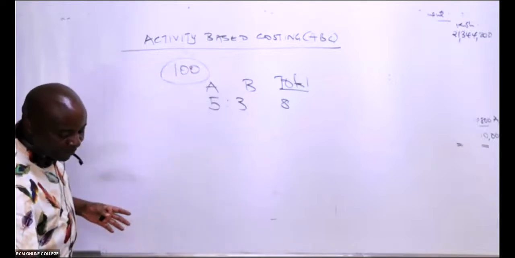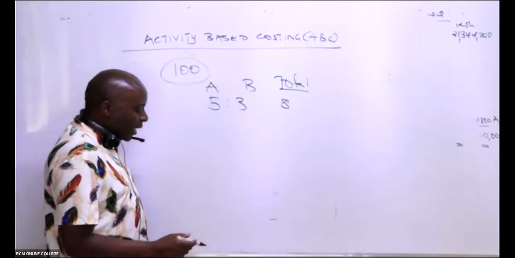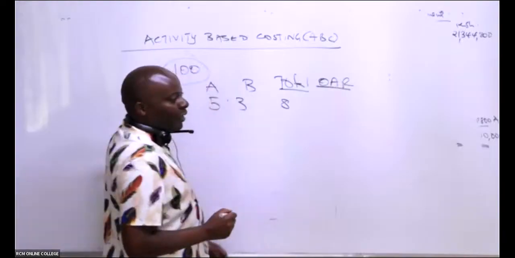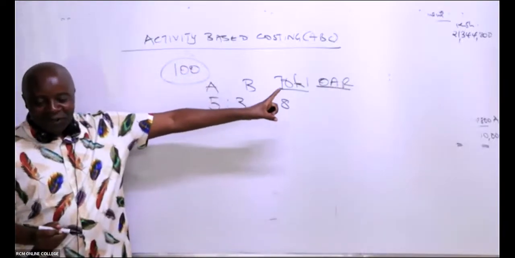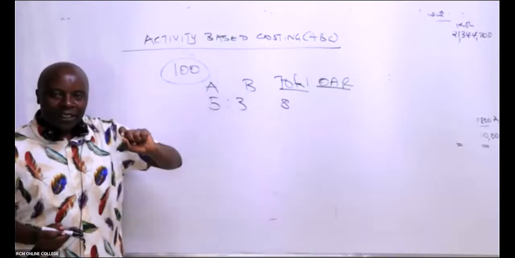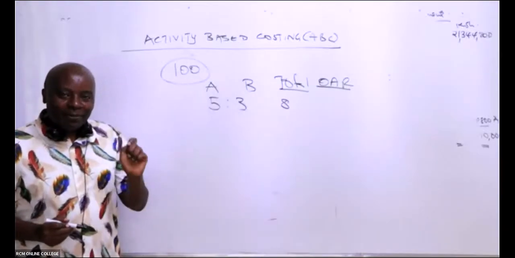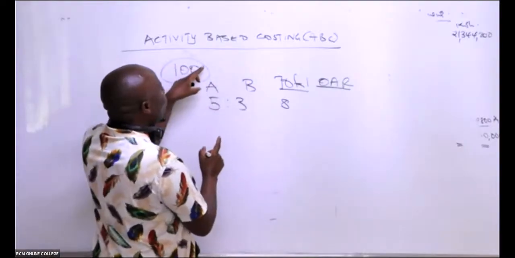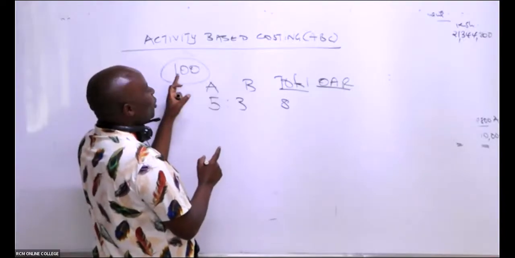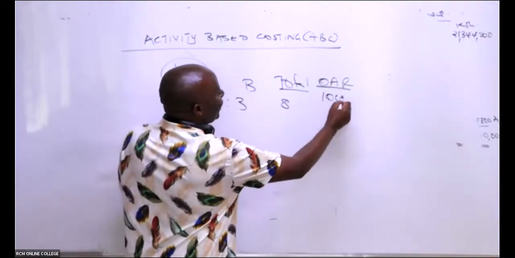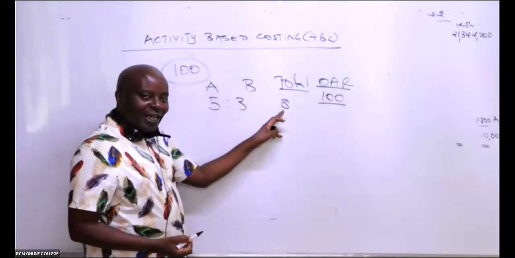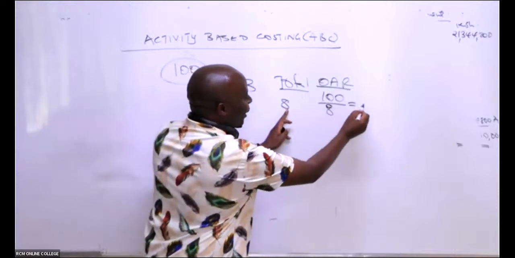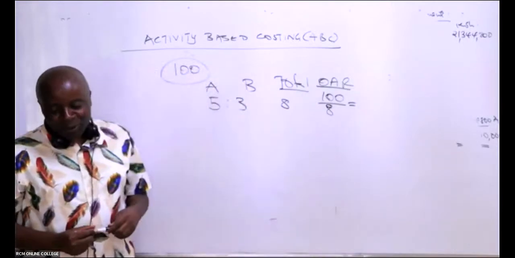Now, how about this other model which your examiner loves, what we call the OAR model, overhead absorption rate model. Have you covered this? OAR, overhead absorption rate. This is the model that your examiner loves. In terms of overhead absorption rate, they would want us to take the total overhead, which is 100, and then divide by the total proportion. So 100 divided by what here, somebody? 8.